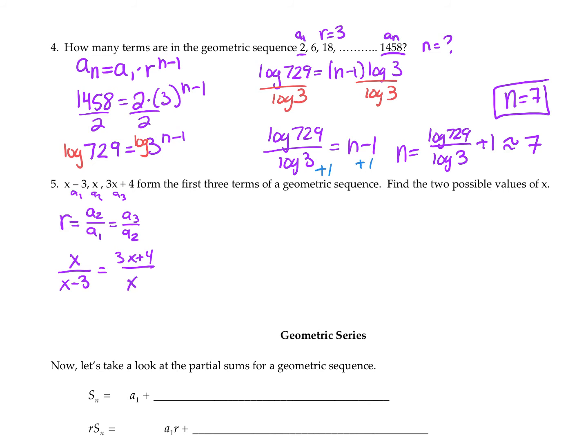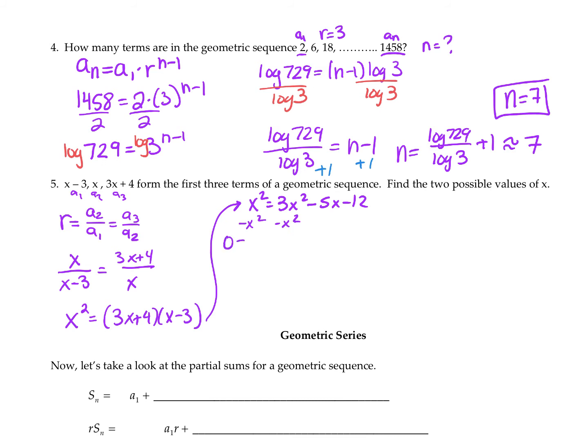And then I'm going to cross multiply. And when I do that, I'm going to get x times x is x squared. And on this side, I'm going to have 3x plus 4 times x minus 3. So I'm going to need to multiply that out. So I'm going to have x squared equals 3x squared minus 5x minus 12. But it's a quadratic, so I need it equal to 0. So I'm going to end up with 2x squared minus 5x minus 12.